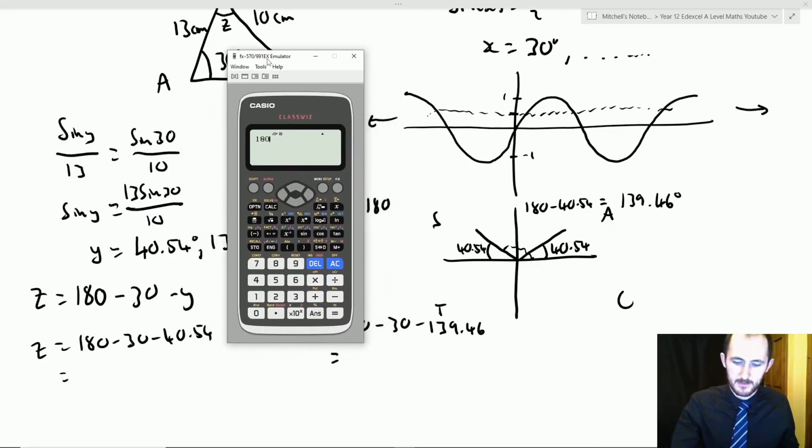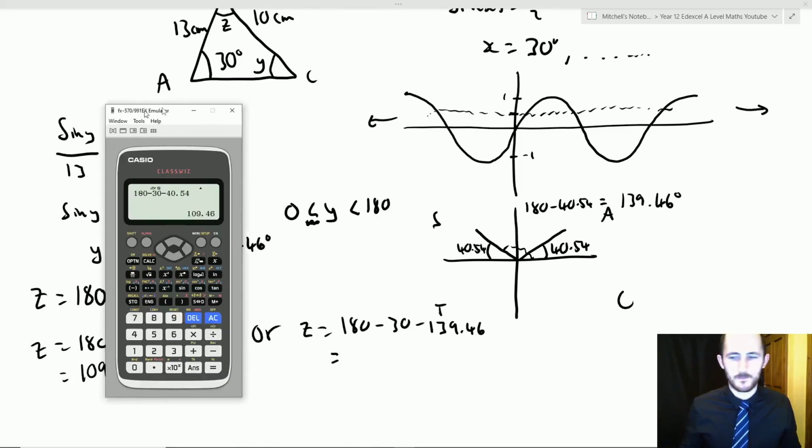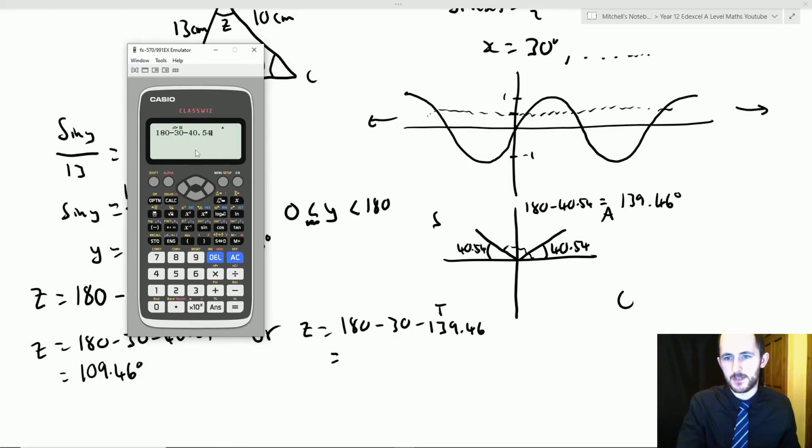So 180 minus 30 minus 40.54, we get a value of 109.46. That looks about right. Cool. And if we just change the last digit, it's 139.6. Again, I'm being a bit lazy. 10.54.